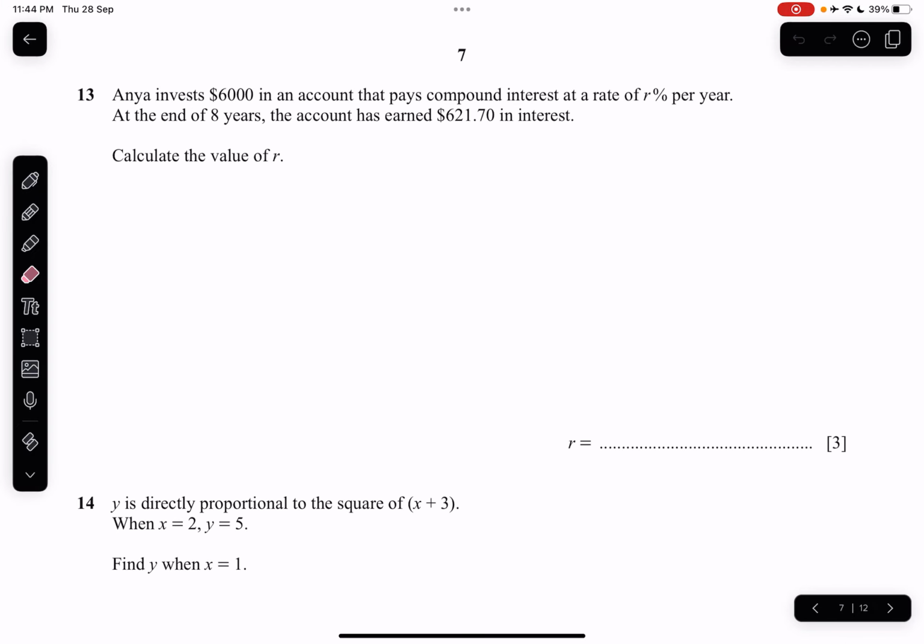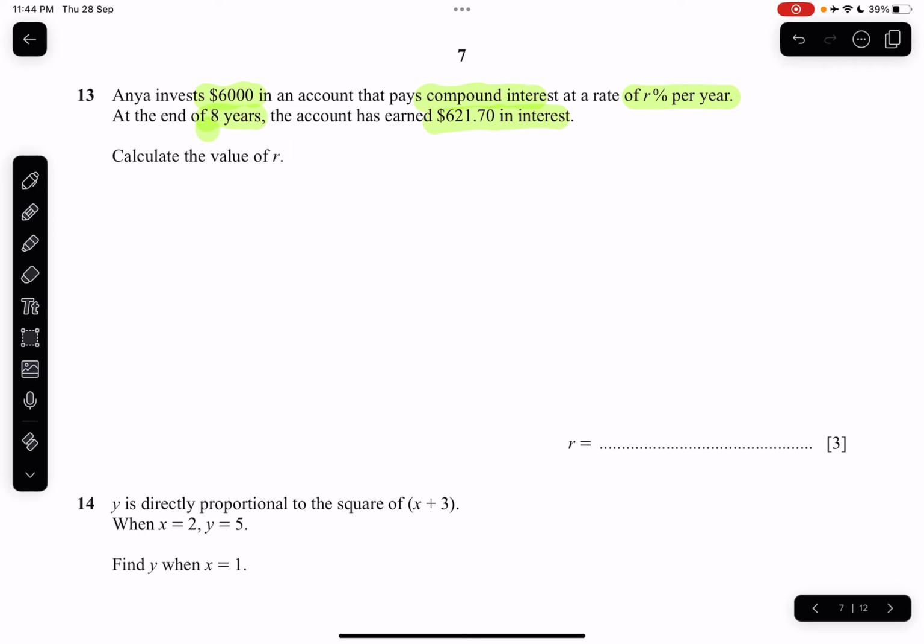So Anya invests $6,000 in an account that pays compound interest at a rate of R% per year. It's important to highlight the important things: invest $6,000, compound interest R% per year. At the end of 8 years, the account has earned $621.70 in interest. Calculate the value of R.